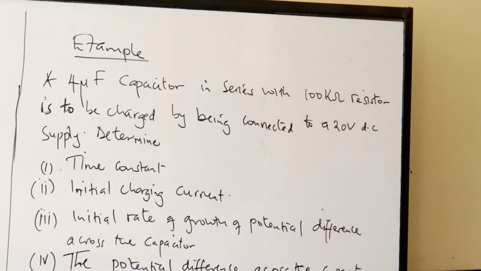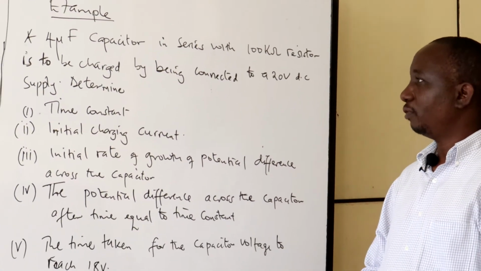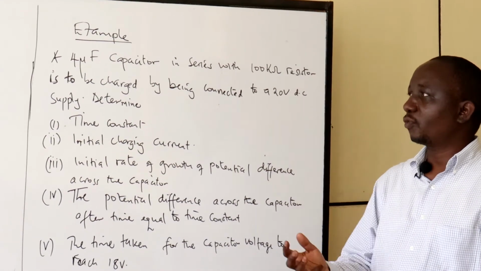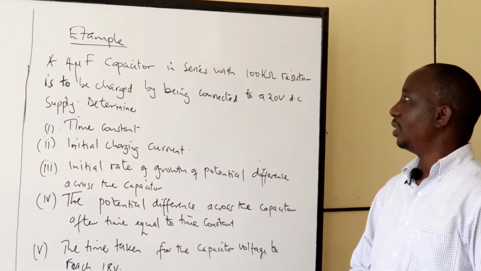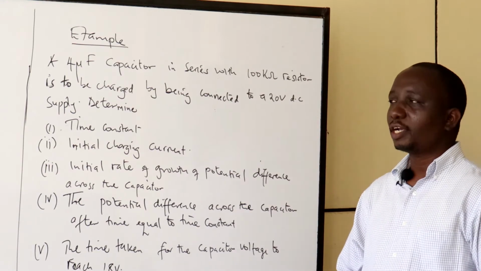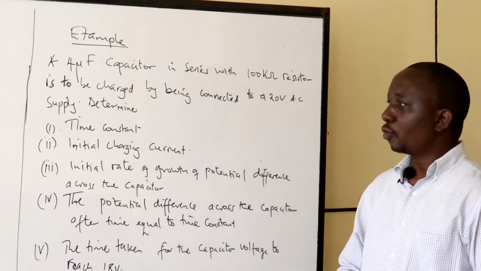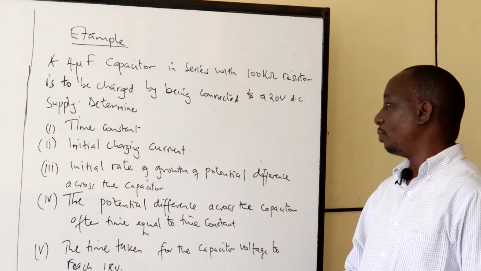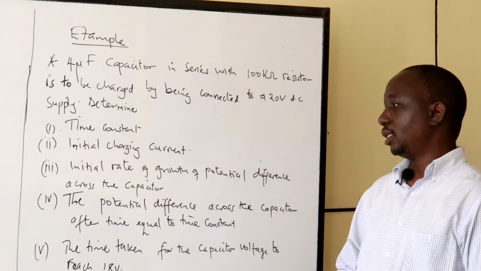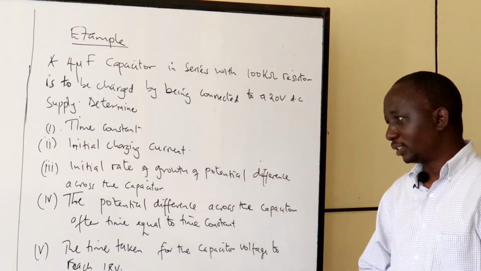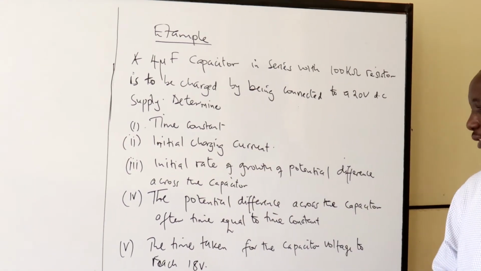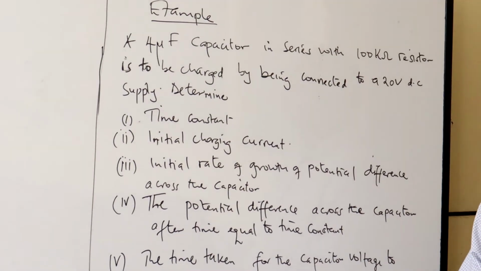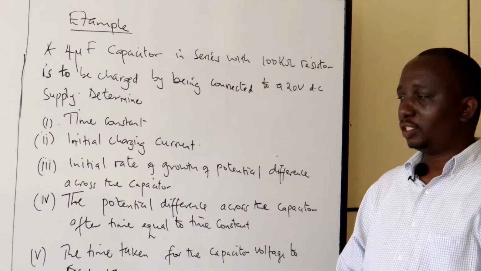So this is an example of a capacitor question that involves the charging of a capacitor. We are given a 4 microfarad capacitor connected with 100 kilo ohms in series, and the supply is given as 20 volts. We are asked to determine the time constant, the initial charging current, the initial rate of growth of the potential difference across the capacitor, and the potential difference across the capacitor after time equal to time constant, and the time taken for the capacitor voltage to reach 18 volts from the time the switch is connected.